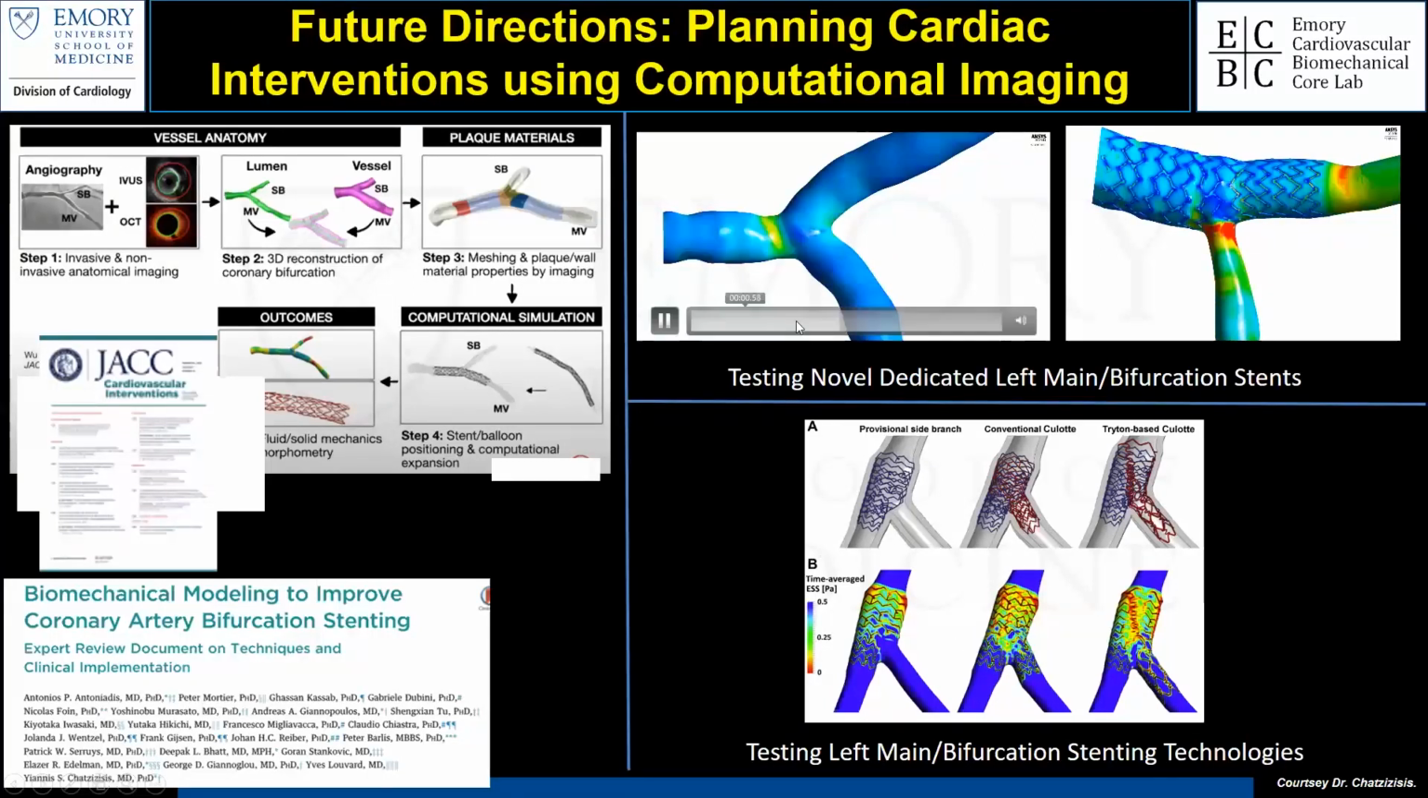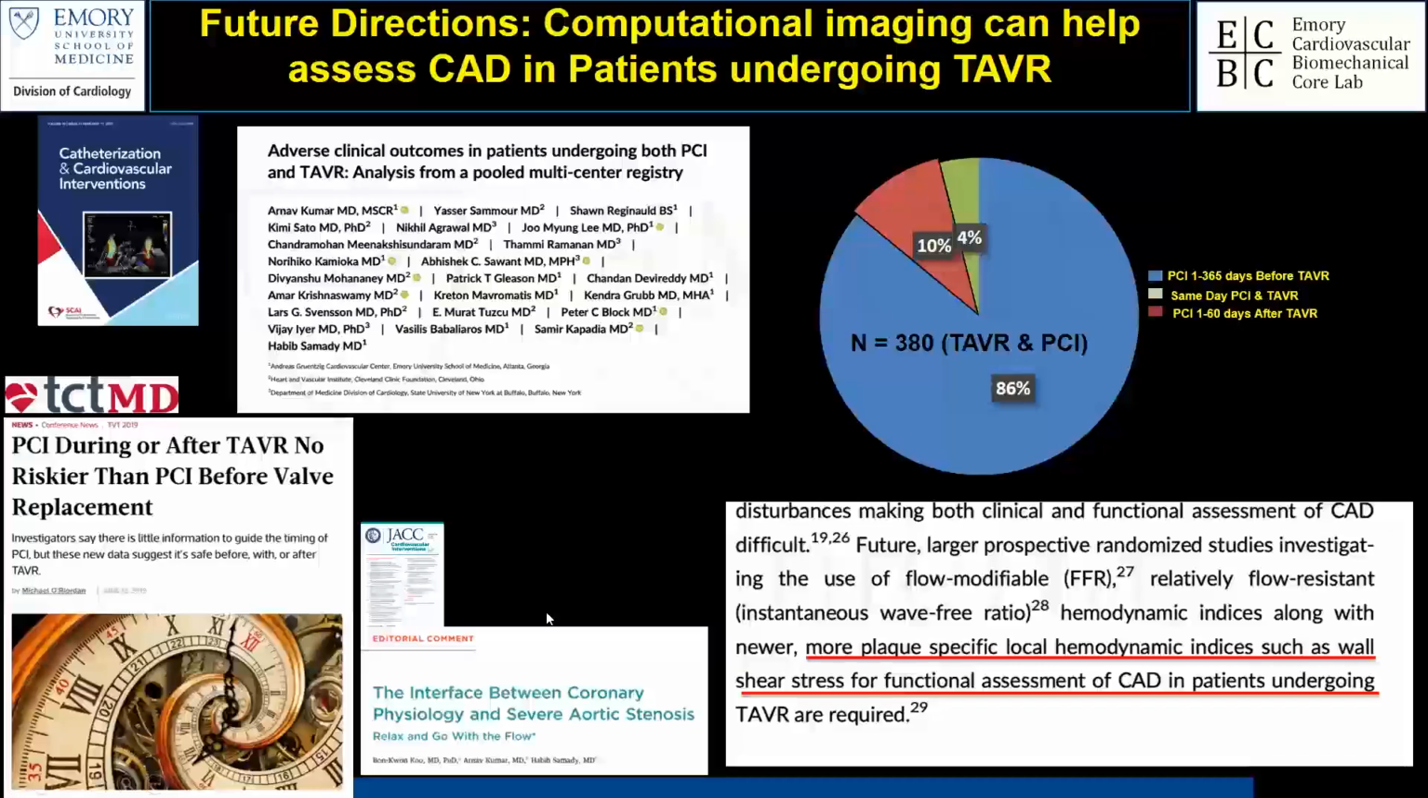He is also testing novel dedicated bifurcation and left main specific newer stent technologies using computational imaging modalities. We now think that it is safe to do PCI with TAVR, yet there is a need to use more plaque-specific indices such as shear stress for more accurate functional assessment of CAD in patients undergoing TAVR.